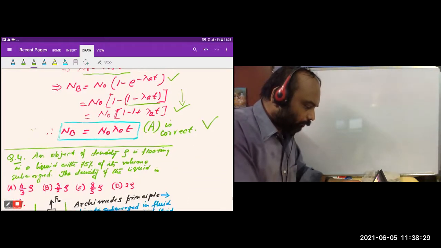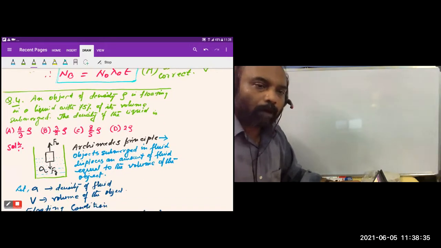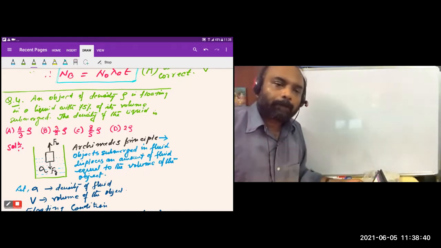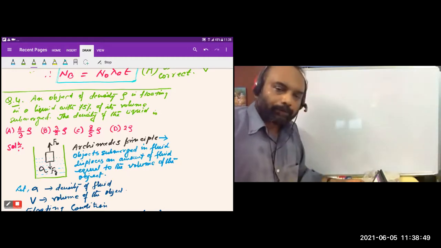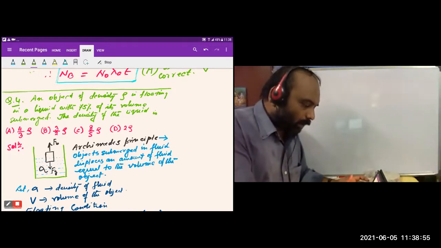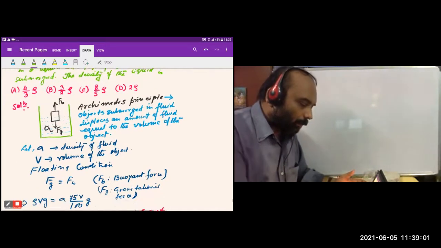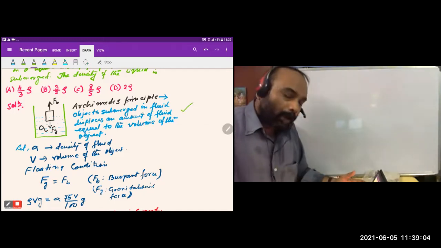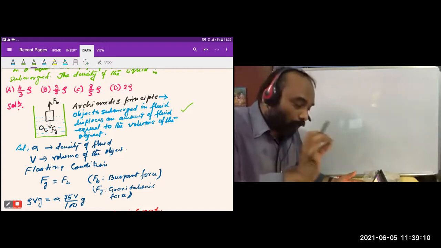Next problem, question 4. An object of density rho is floating in a liquid with 75% of its volume submerged. The density of the liquid is. We are given 4 options. So this is basically Archimedes principle. What it says: an object submerged in fluid displaces an amount of fluid equal to the volume of the object.